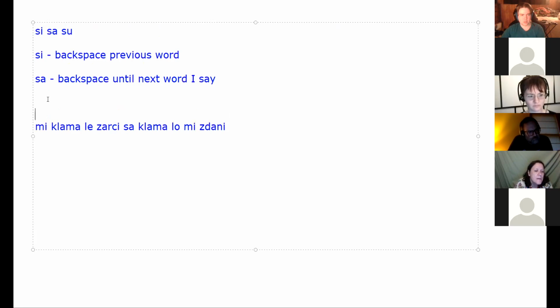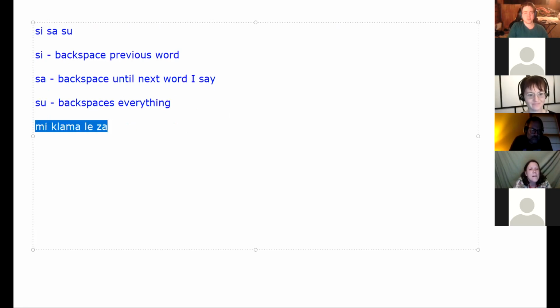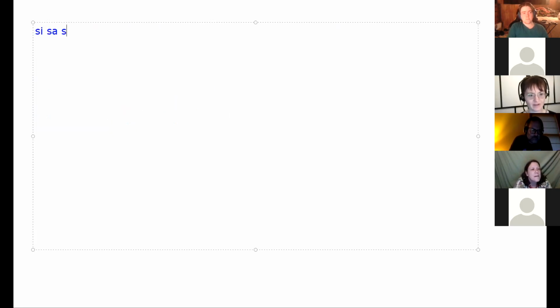And then su backspaces everything, basically. Everything since you last started speaking or writing. So "mi klama le zarci su" is nothing. It just erases everything. These are really cool words because if you make a mistake in speech, you can go back and correct it.